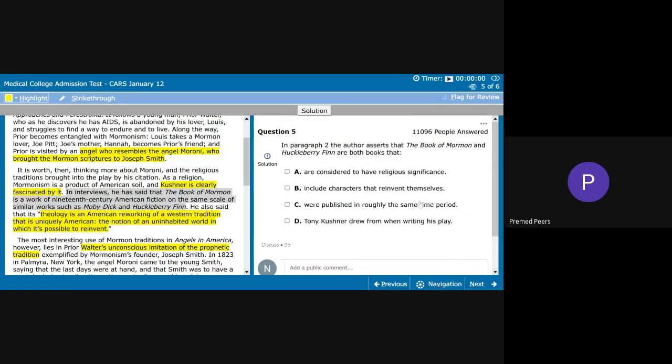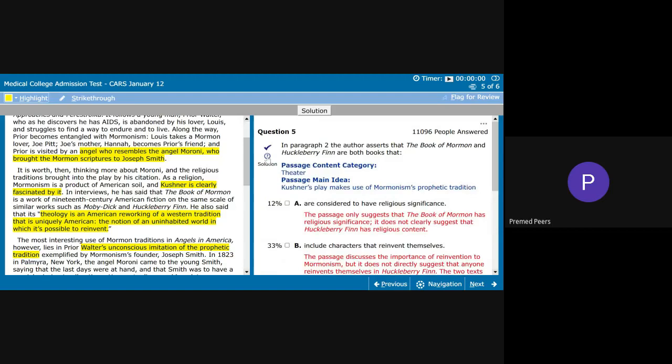We're not talking about the characters. We're not talking about inspirations for the play. We're only talking about time period here. And so that's why C is the correct answer. Any questions on that?